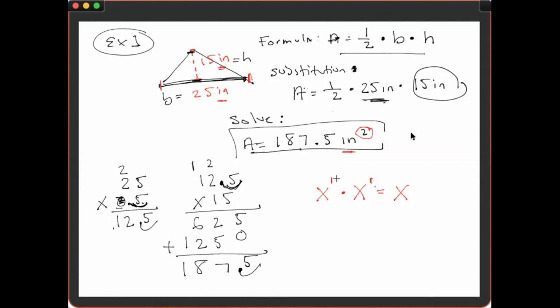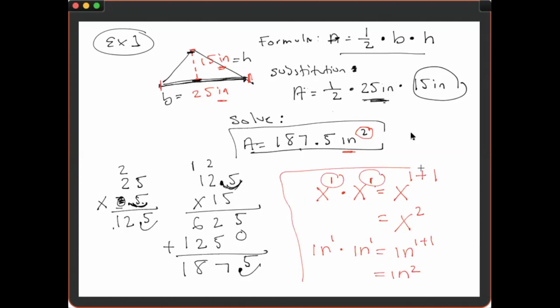Now what changes are your exponents. You have 1 and 1. And when you're multiplying, you add the exponents. So 1 plus 1 equals 2. So your exponent will be 2. In this case, we're working with inches. So you can remove the x and put inches. So it'll be inches times inches, right? 1 and 1 on top. You're going to keep the unit because you're talking about the same unit. 1 plus 1, and that will be inches squared. Okay? So this is the exponent part.